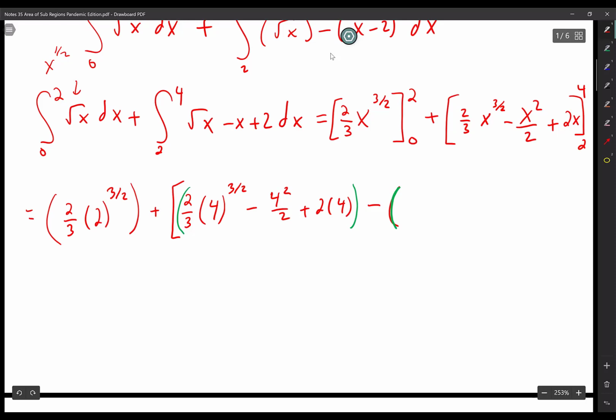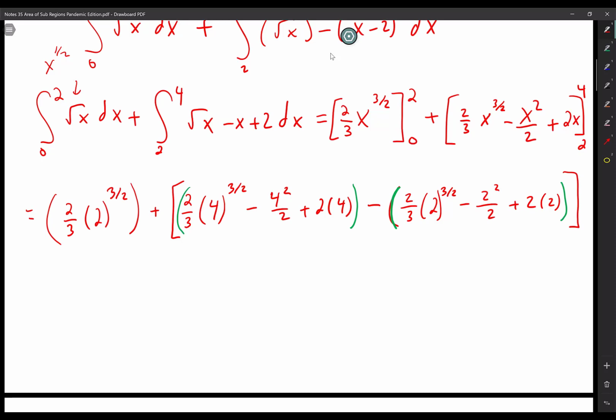I'm doing the lower here, 2/3, let me write the 2/3 better, 2/3, 2 to the 3/2, oh look at that, I see something happening there, minus 2 squared over 2 plus 2 times 2, and then let me close the green one and close my bracket. Ooh, that was tough. We haven't simplified anything, relax.